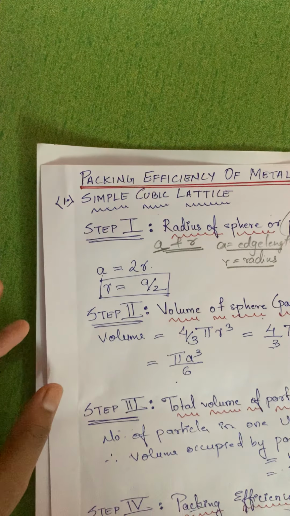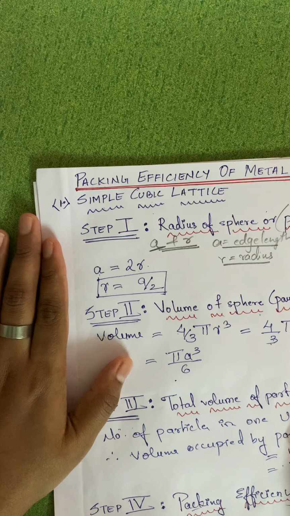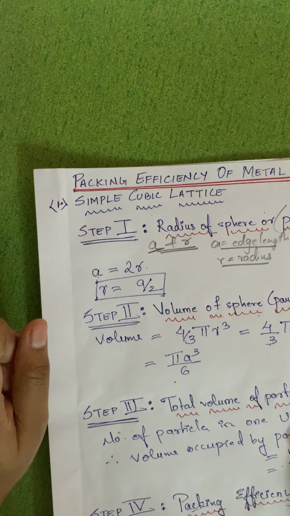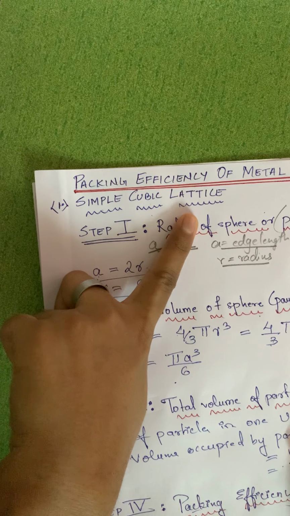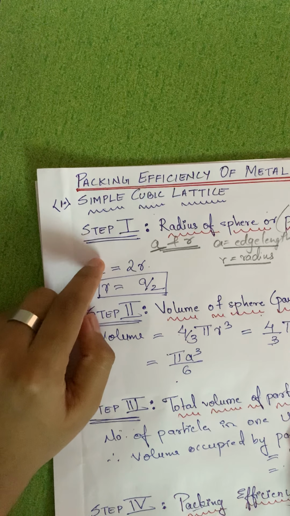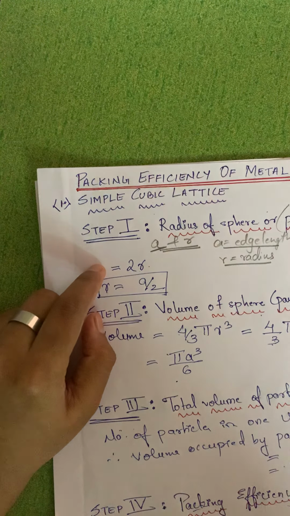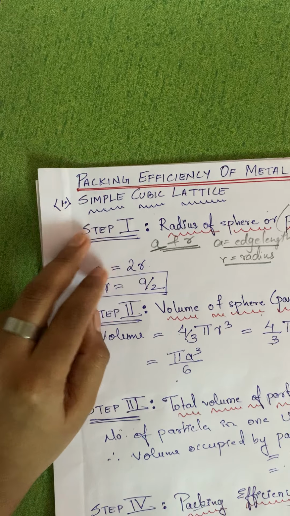Hello everyone. So last time we did packing efficiency of metal crystals. We have started with this topic. We have completed the first one, that is for simple cubic lattice, and we have also dealt with the packing in one dimensional, two dimensional and three dimensional. Okay. So this class we'll study more about packing efficiency.